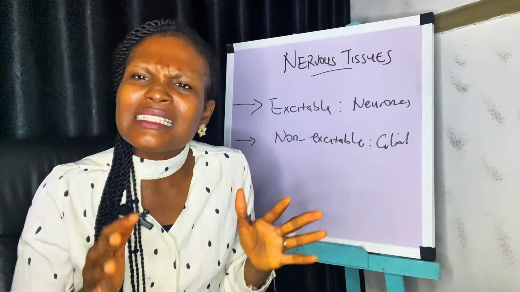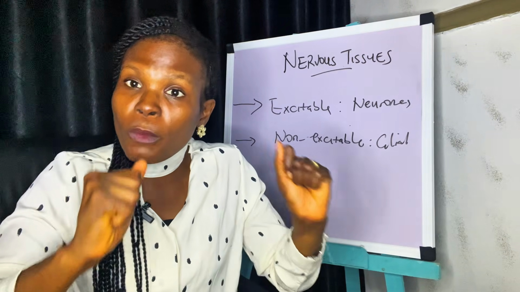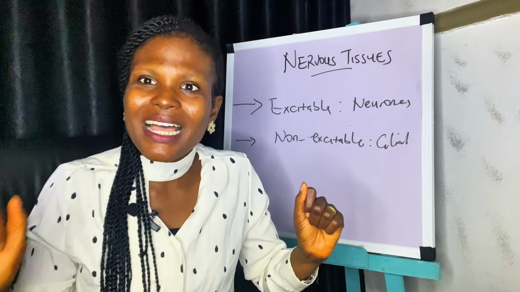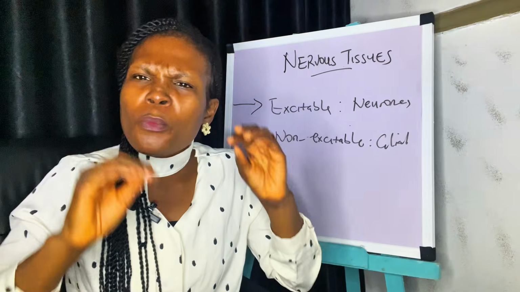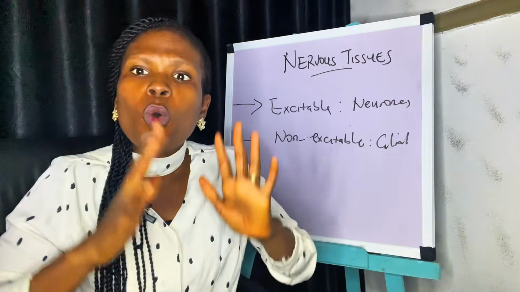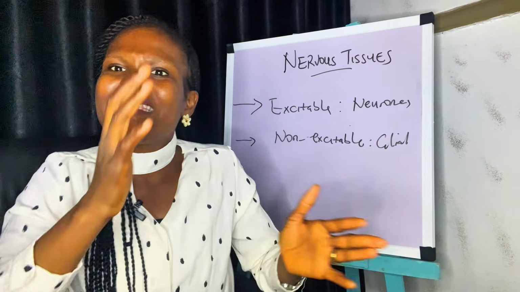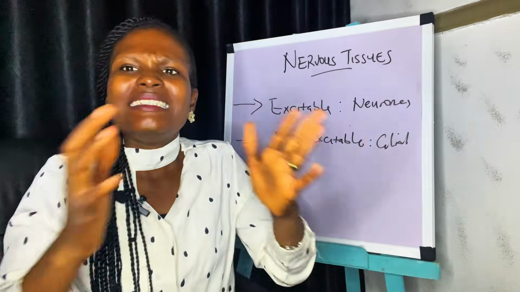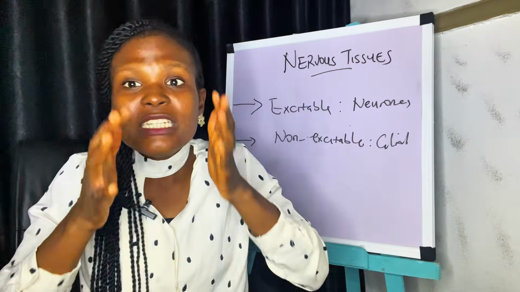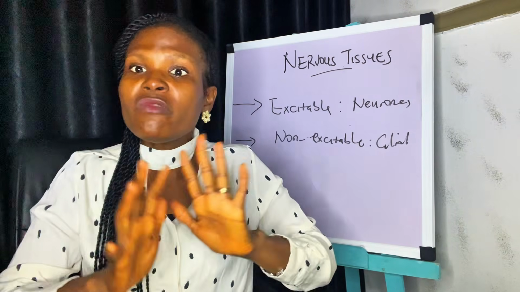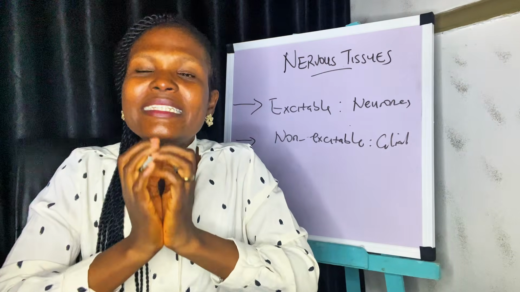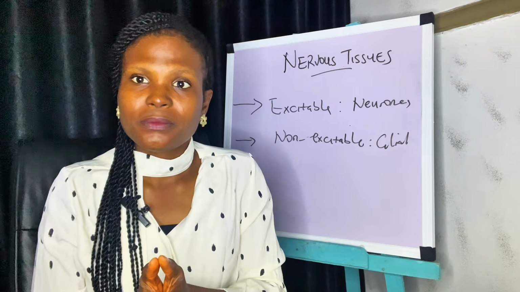But there's another class of nervous tissues that we do not always talk about, and these are the supporting cells. The supporting cells, the cells that ensure that the neurons are well supported, well protected, well kept. So one of the cells is the glia cells. These cells ensure that the neurons are properly supported. They give adequate support, and we call them the non-excitable tissues. They do not respond to stimuli, but they ensure that the neurons are properly kept. They ensure that the neurons are well supported.